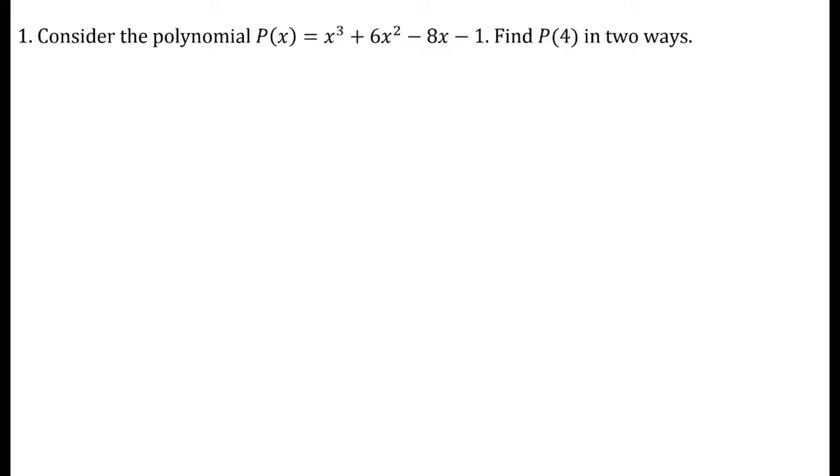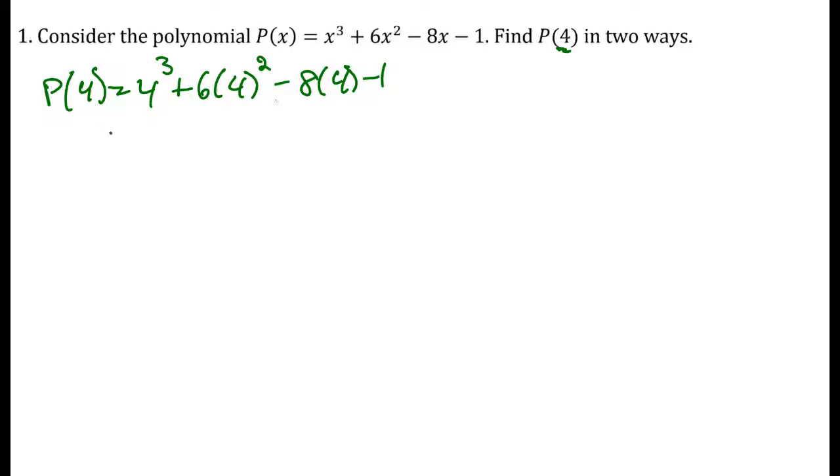Number 1, consider the polynomial p of x. Find p of 4 in two different ways. So the way before you would find p of 4 before you learn this lesson was plug in a 4. P of 4 is 4 cubed plus 6 times 4 squared minus 8 times 4 minus 1.